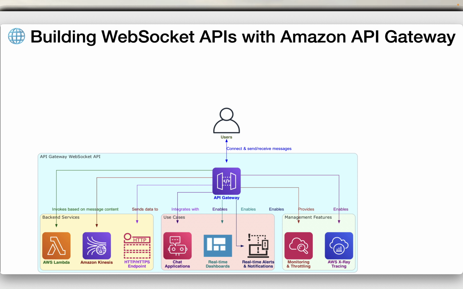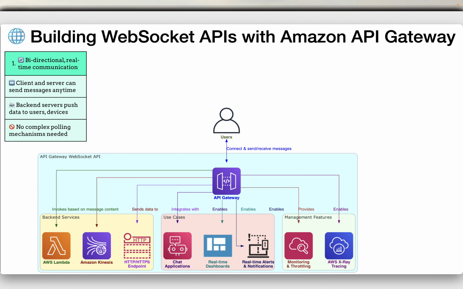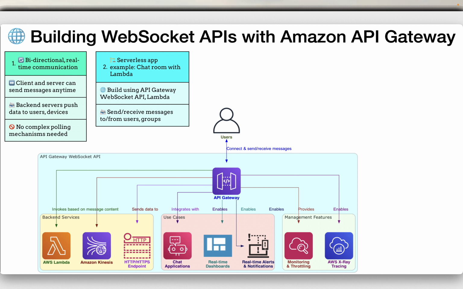Okay, next one is building WebSocket API. So we have three, right? REST, WebSocket, and HTTP API. So in WebSocket API, both the client and server can send messages to each other at any time, enabling backend servers to easily push data to the connected users and devices without complex polling mechanisms. So this is bidirectional. So you think of a tunnel which is being set up, and client and server are exchanging data. You can build a serverless application using an API Gateway WebSocket API and AWS Lambda to send and receive messages to and from individual users or groups of users in a chat room.